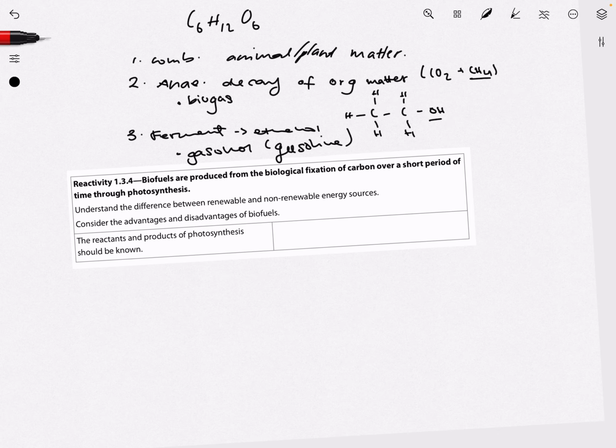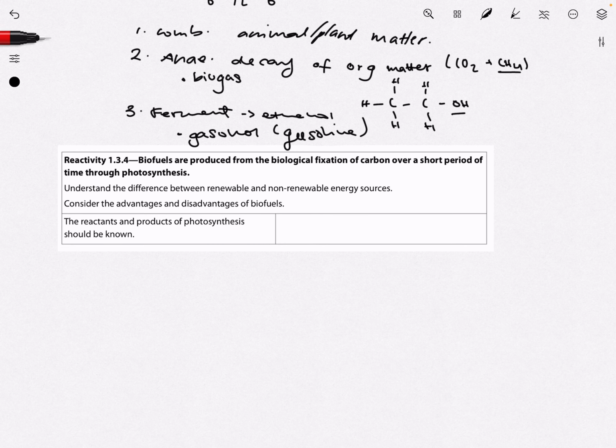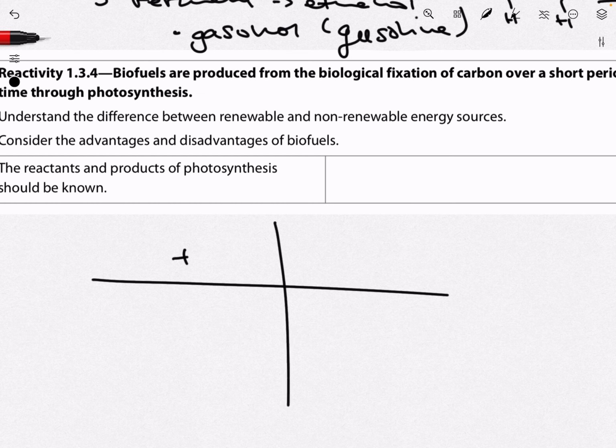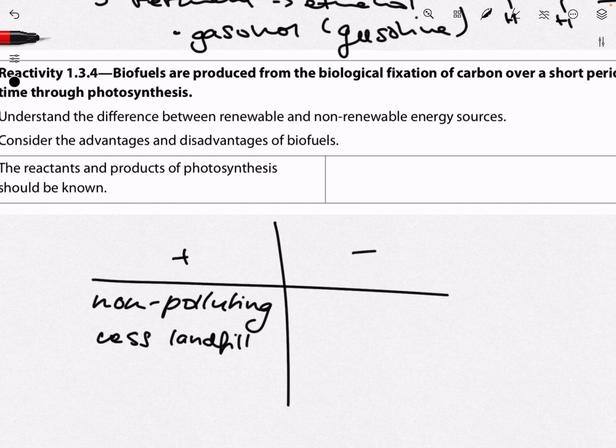Now, what are the relative advantages and disadvantages of using biofuels? Well, on the plus side, they are relatively non-polluting, and they don't lead to as much landfill, as often the products which are not fuels themselves will biodegrade quite nicely in the environment.